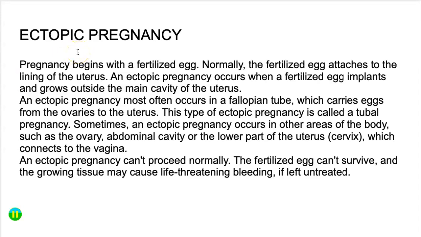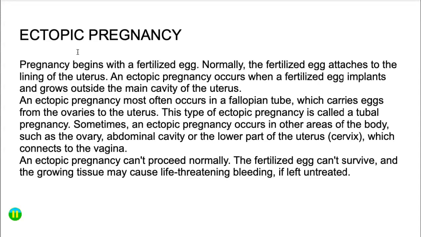Now, pregnancy. We all know that pregnancy begins with a fertilized egg. That is when the sperm meets the ovum. The fertilized egg implants in the lining of the uterus. And that is how the normal pregnancy should be. But in some cases, an ectopic pregnancy occurs.